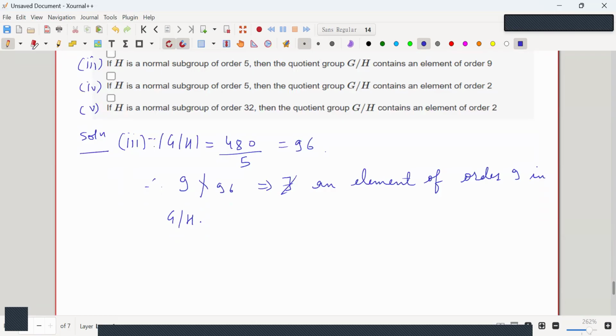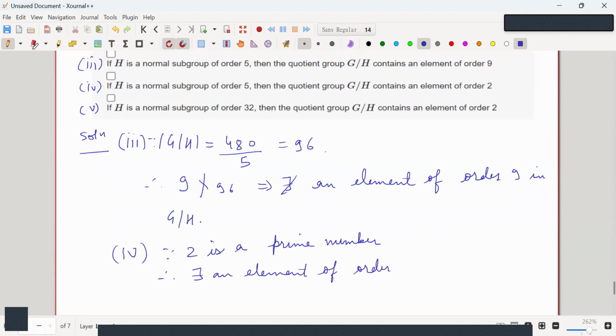Now, the fourth one is correct because 2 is a prime number dividing 96, therefore there exists an element of order 2 in G by H.